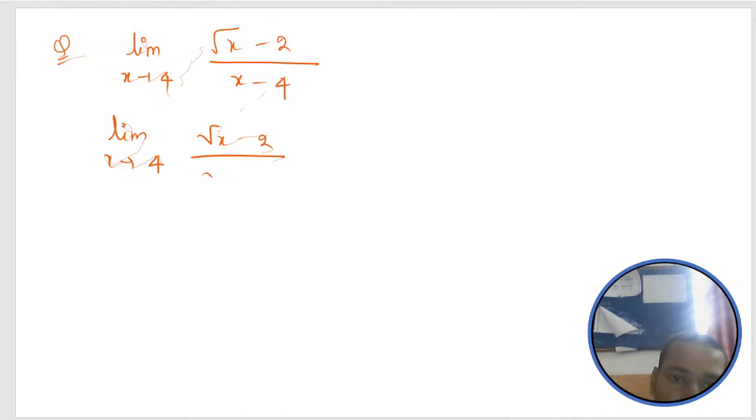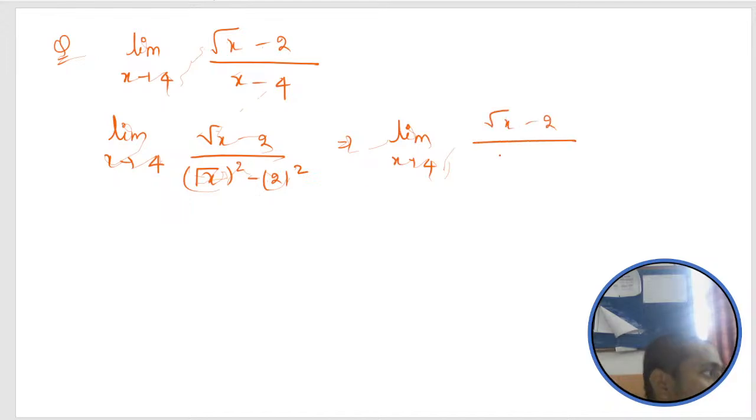we can write here x as root x square minus 2 square. How can we write the denominator? We can write root x square because root x square is x only and 2 square is 4. For the second step we can do limit x tending to 4 and root x minus 2 divided by root x plus 2, a square minus b square formula we can apply here. Root x plus 2 and root x minus 2.